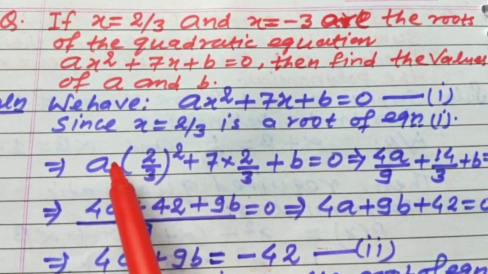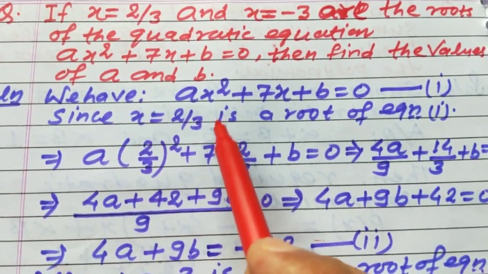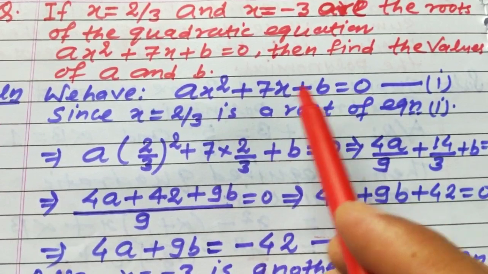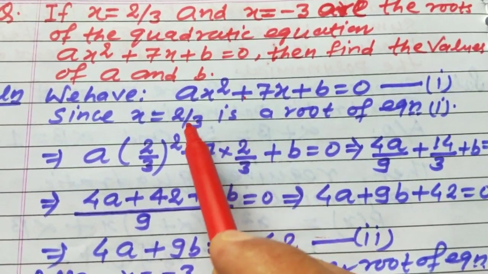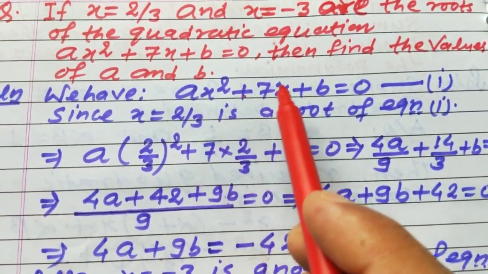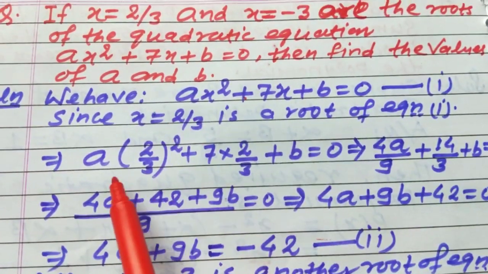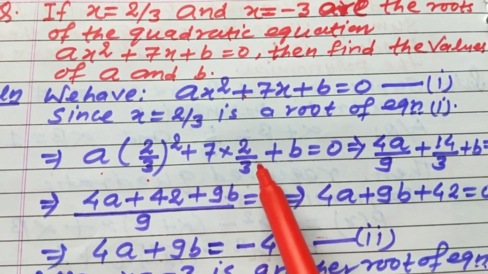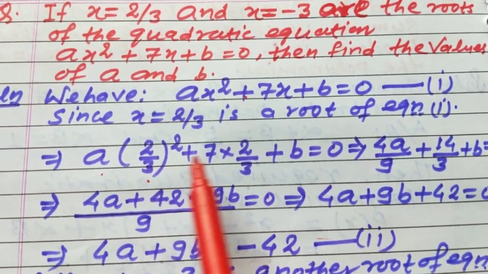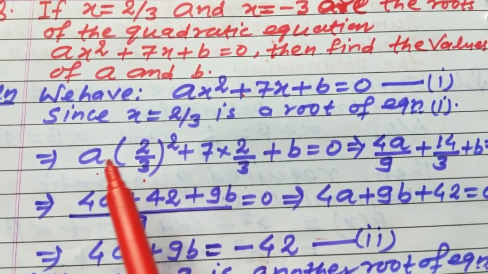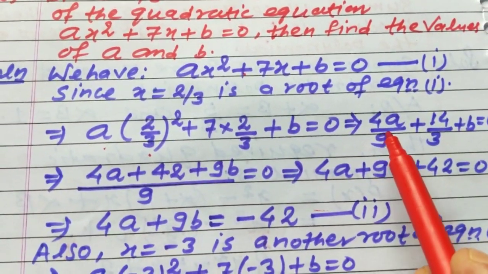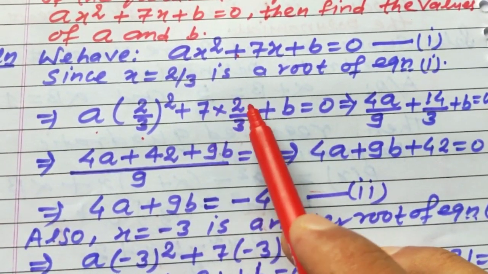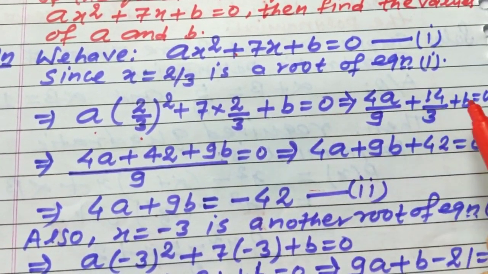This is equation first. Now since x is equal to 2 by 3 is a root of equation first, it will satisfy the equation first. ये इसको सेटिस्फाई करेगा, मतलब x के जगह पे 2/3 रखेंगे तो इसका वैल्यू 0 के बराबर आएगा. तो a इंटू एक्स को रिप्लेस कर दिया गया 2/3 से, जहाँ जहाँ x है वहाँ 2/3 रख दिया गया. तो ये हो जाएगा, 2 का स्क्वायर 4 और 3 का स्क्वायर 9, तो 4a/9 हो गया. और यहाँ पे 7 2 जा 14/3 हो गया, प्लस b इज इक्वल टू 0.